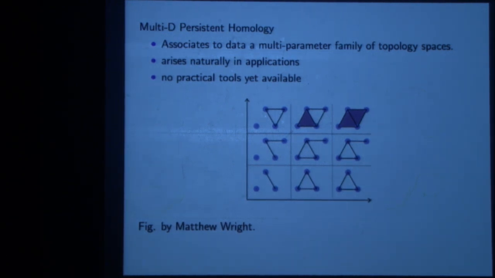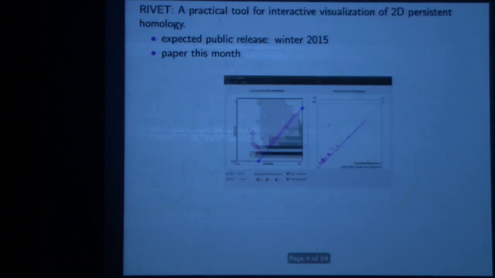Okay, so in multidimensional persistent homology, we're going to begin by associating to data these two-parameter families of topological spaces. And it turns out that these two-parameter families arise naturally in applications, and especially in the study of noisy point cloud data. But in contrast to the 1D case, there are no practical tools yet available for multidimensional persistent homology. And so our work seeks to address this gap in the special case of two-dimensional persistence.